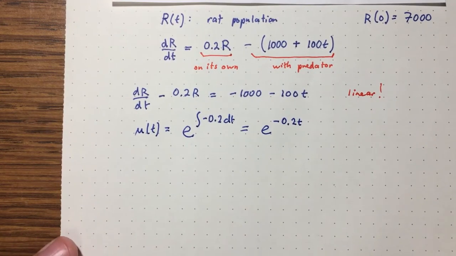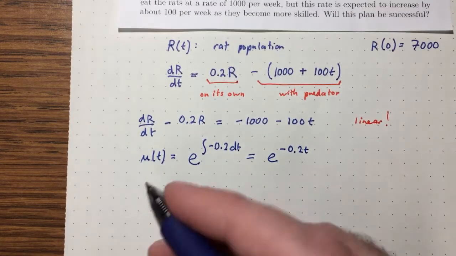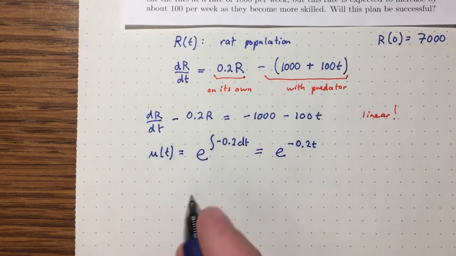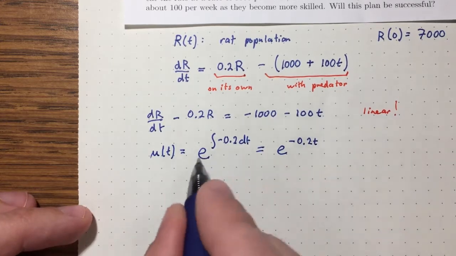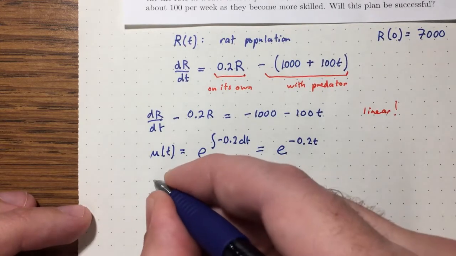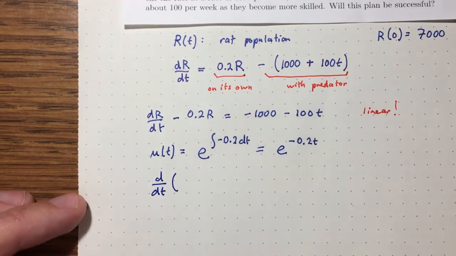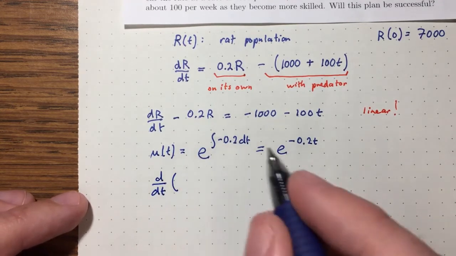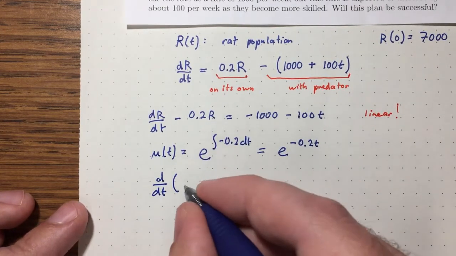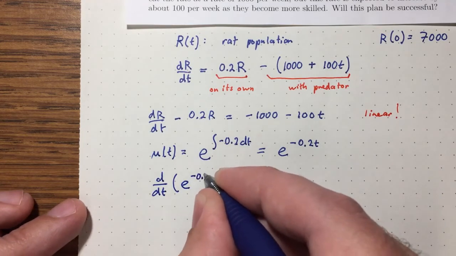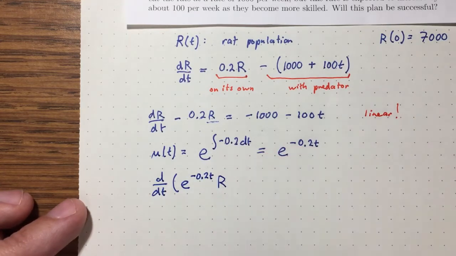Okay, and then we multiply through by the integrating factor. Then let me try to do both steps at once: I'm going to rewrite this left side as the derivative of a product. What will that product be? You're probably getting used to this a little bit by now. That product is just the integrating factor times the variable R.